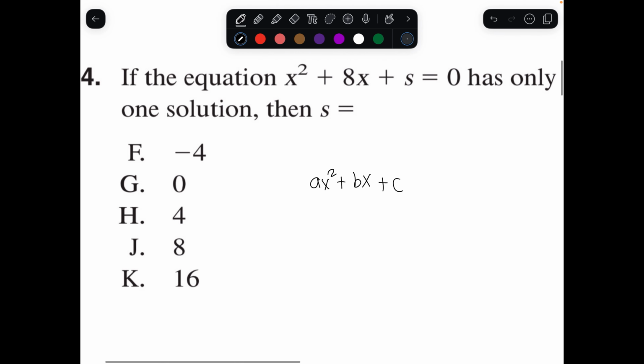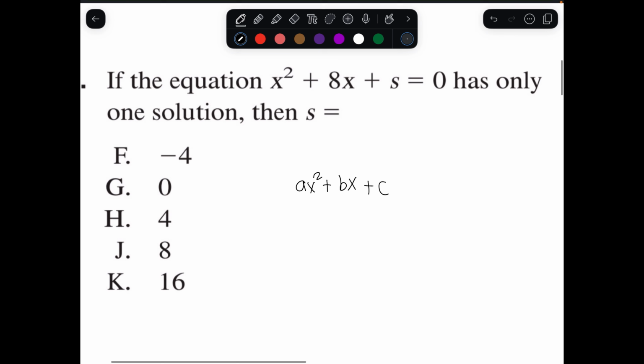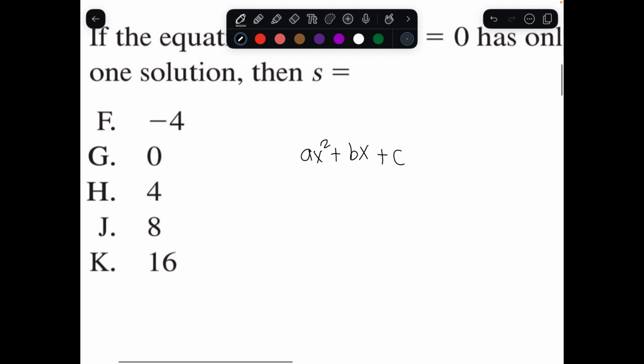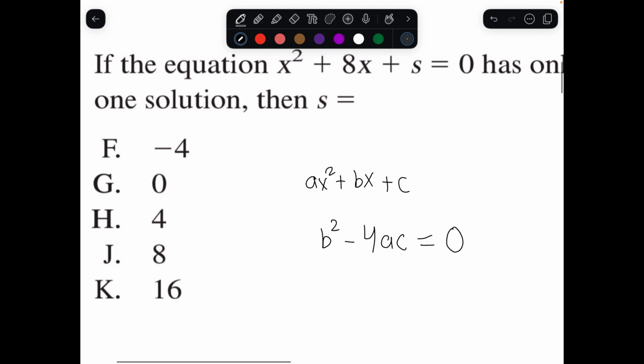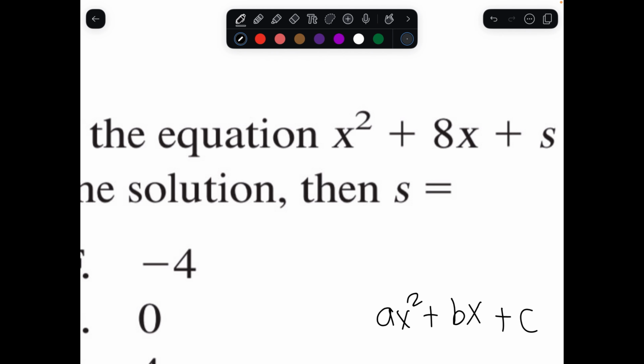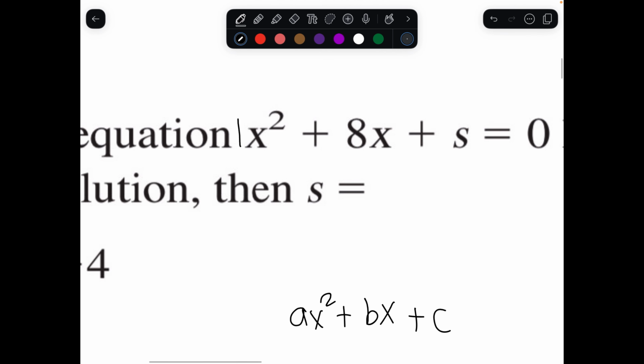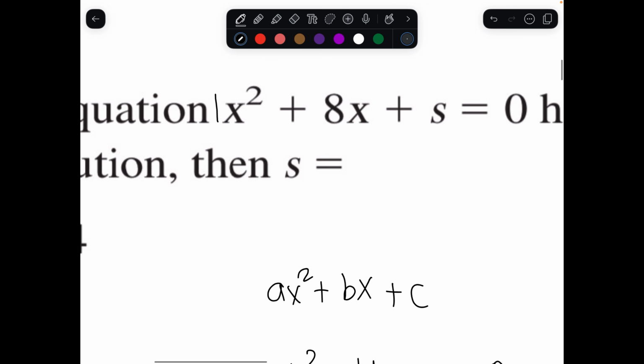So remember, when we want a quadratic equation to only have one solution, we want to set the discriminant, which is b squared minus 4ac. This is our discriminant. We want to set the discriminant equal to 0, right? In this case, we are solving for c, which is s. Notice that the coefficient of the x squared term is 1. Of the x term, it's 8. And then our constant, which is s, is what we're solving for.